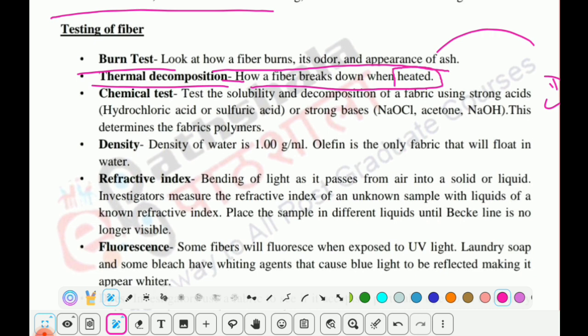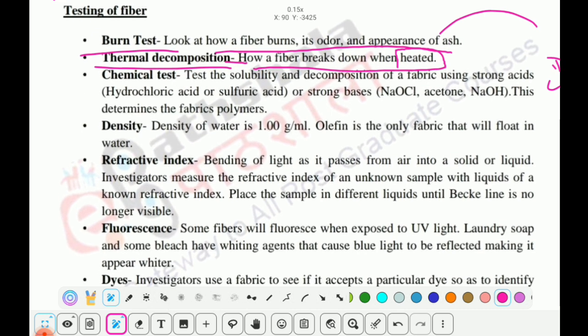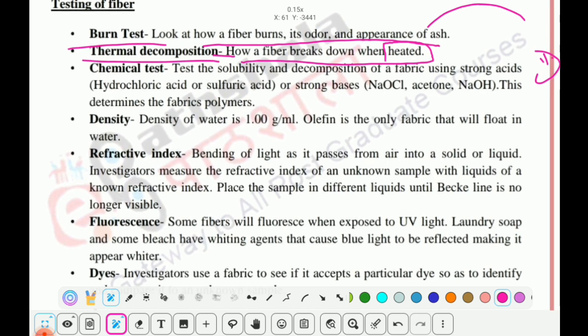Thermal decomposition is not the same as burning of fiber. Why? In burning of fiber, the entire fiber would be burned, but in thermal decomposition, only heat will be supplied to the fiber. It won't be entirely burnt. So this is the main difference. Then we have the chemical test where the fiber will be administered with different types of chemicals. Now this chemical could be anything.